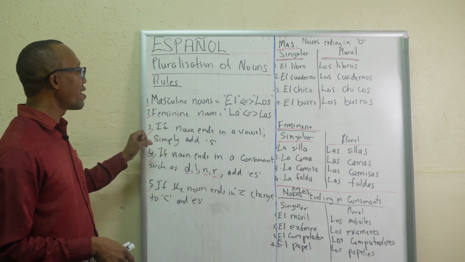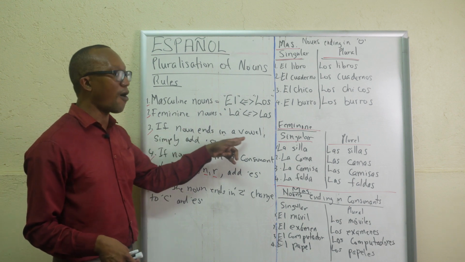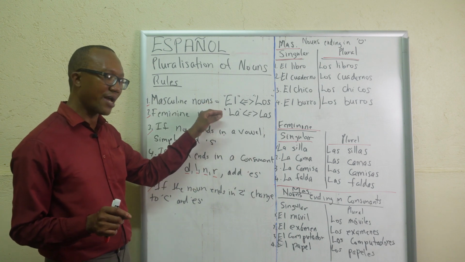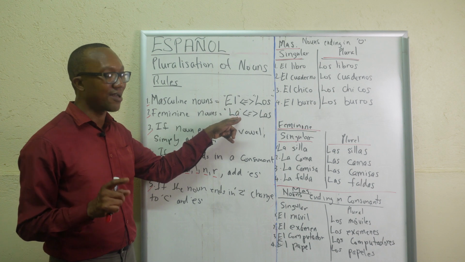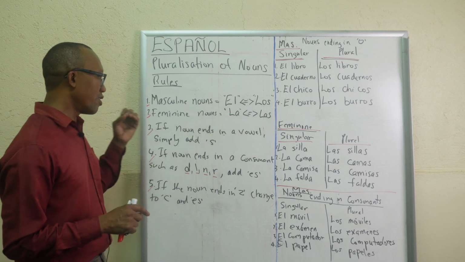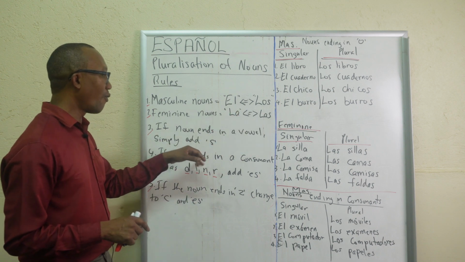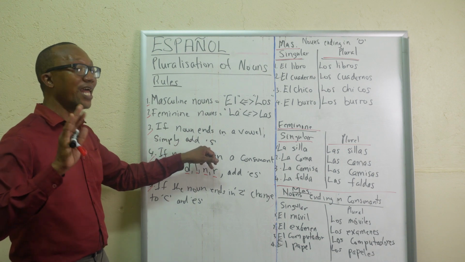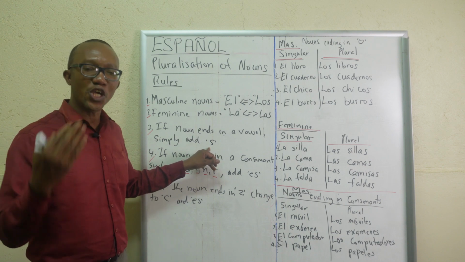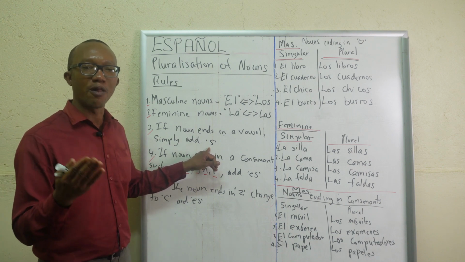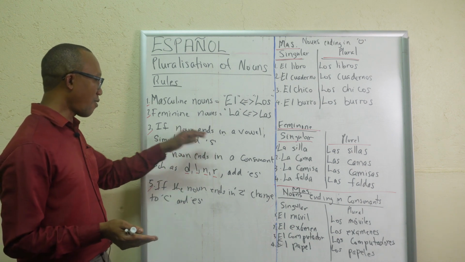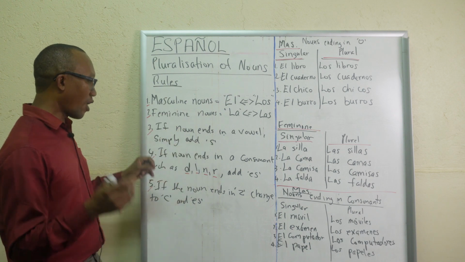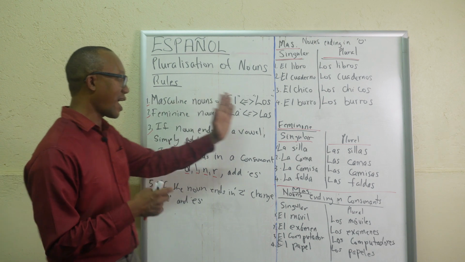The next rule, number 3, if the noun ends in a vowel. Now, looking at the noun itself, we know how to change the articles, right? El becomes los and la becomes las. But if the noun ends in a vowel, we need to add an S. Yes, so we have to have both the article and the noun changing to reflect the plural forms, right? So once the noun ends in a vowel, you add the S. We're going to look at examples shortly on the other side of the board.